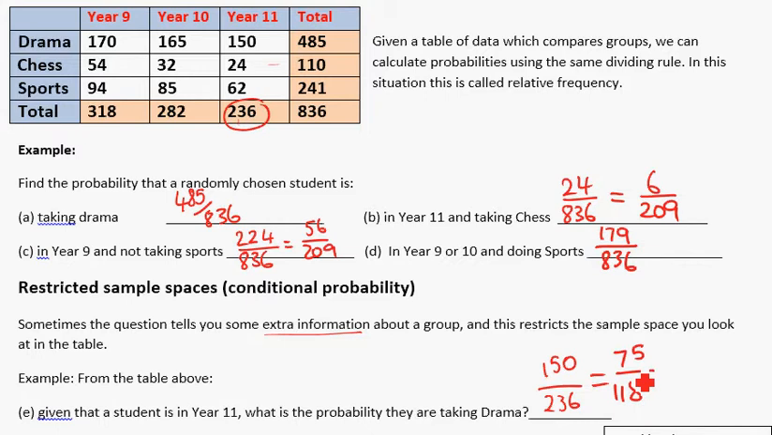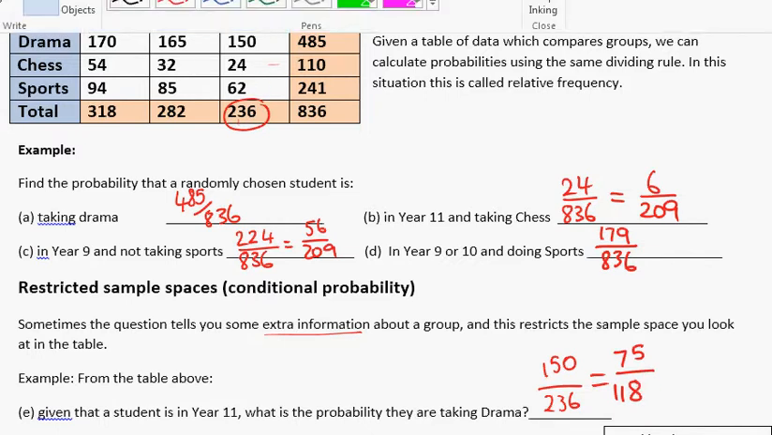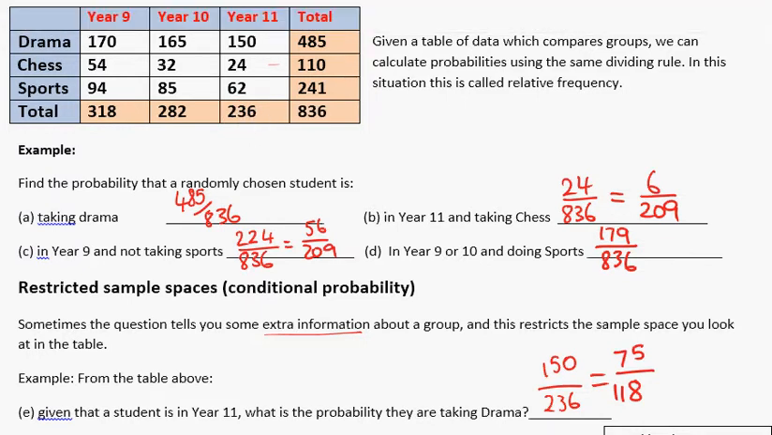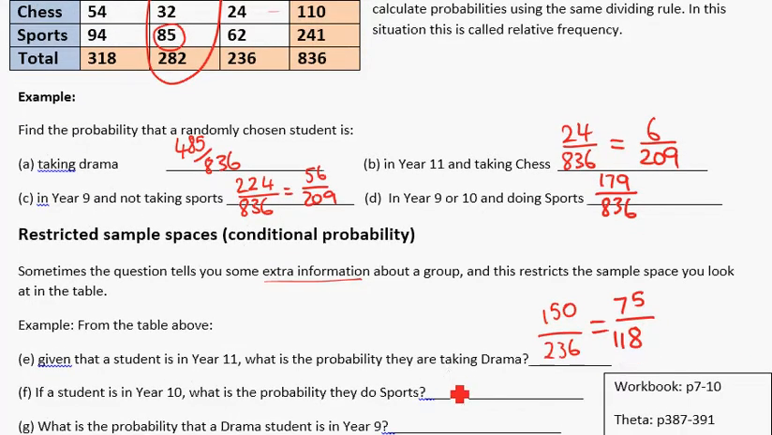Right, if I move it up I'm going to lose the table, but you could have a look at the next question, which says if a student is in year 10, what's the probability they do sports? So we're only talking to the students from year 10, we're told. If a student is in year 10, what's the probability they do sports? So that would be 85 out of 282. 85 out of 282 of the year 10 students, which doesn't simplify.